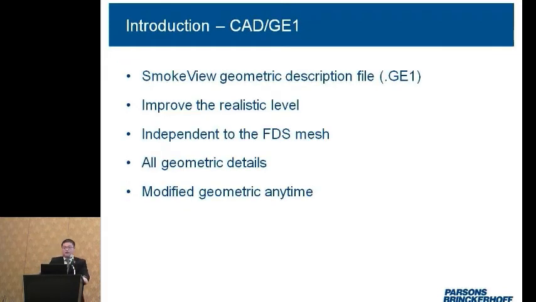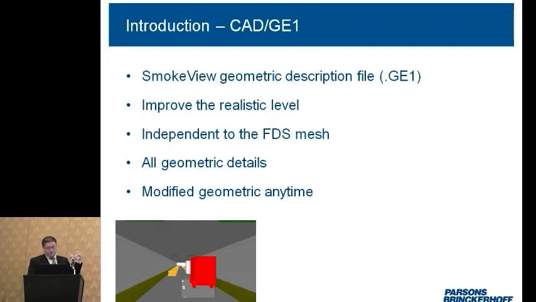The CAD and GE1, according to the SmokeView manual, is a geometry description file. GE1 files are also called dummy rendering files. It's basically a CAD model embedded into the FDS model, and you can view it in SmokeView. So it's totally independent of the FDS mesh. It's just the CAD model, so you can capture every geometry detail inside it. Basically, you can create anything in there. It improves the realism of the models.